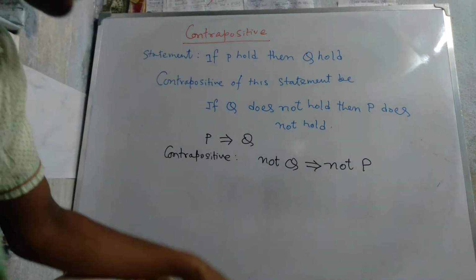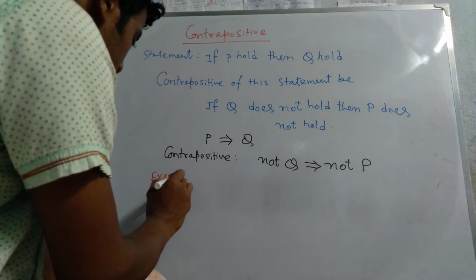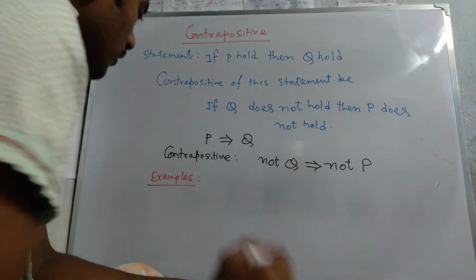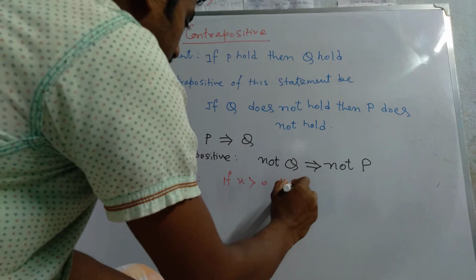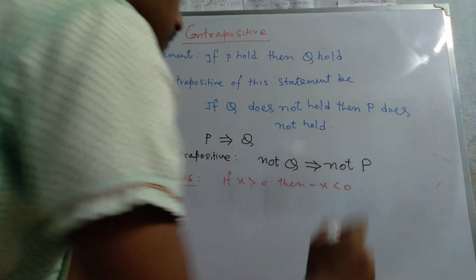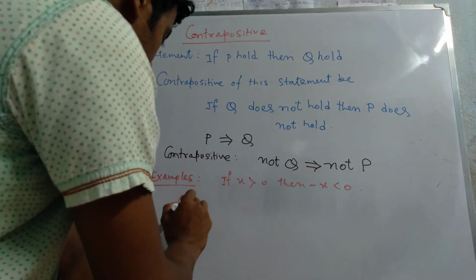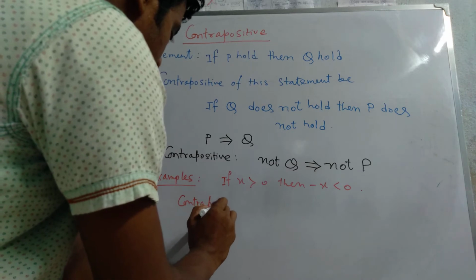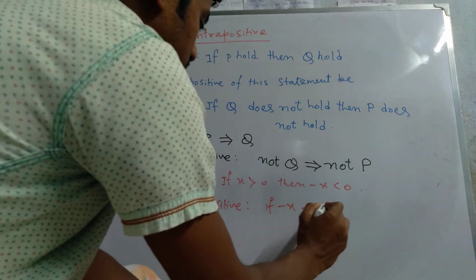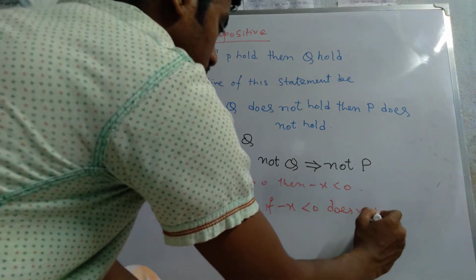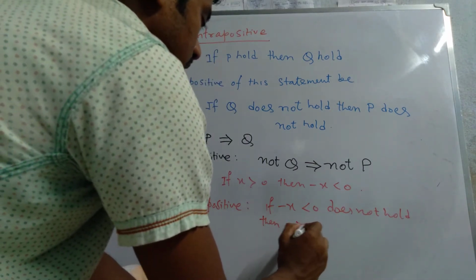We construct some basic examples. Which examples? Simple: if x greater than 0, then minus x less than 0. This is the statement, and the contrapositive is: if minus x less than 0 does not hold, then x greater than 0 does not hold.